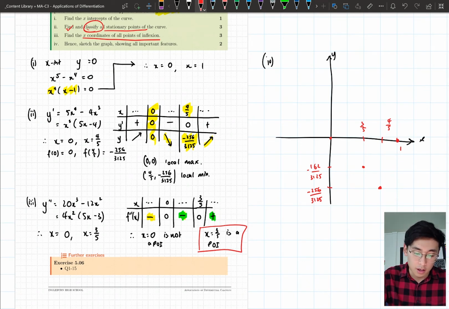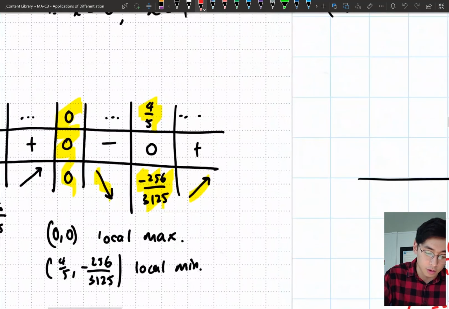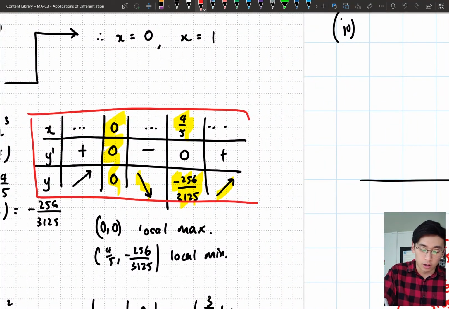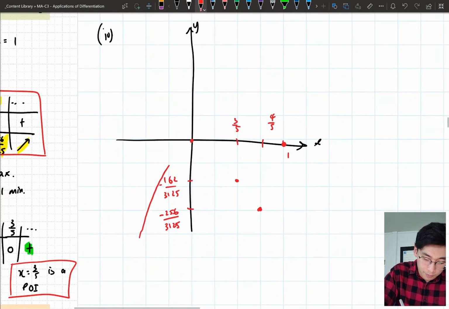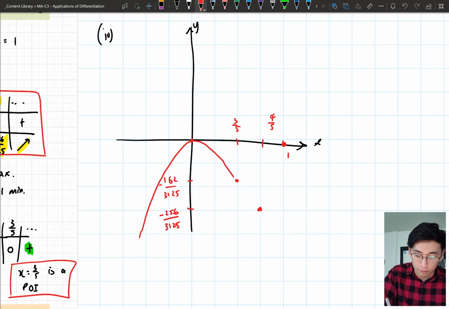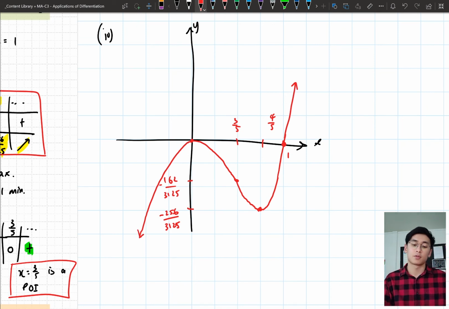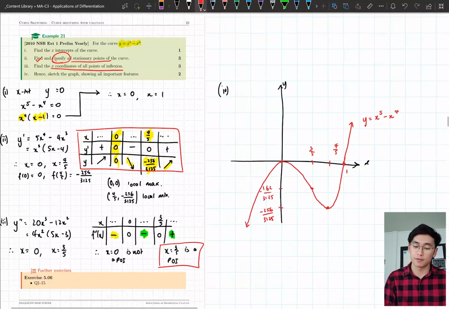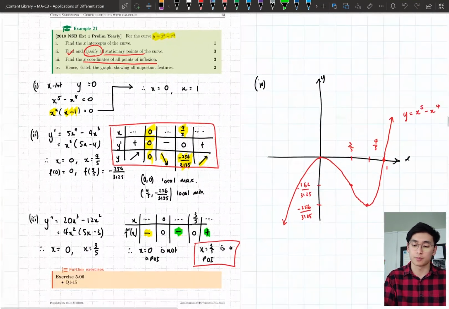So we start from here. On the left-hand side of 0, it's increasing up to 0. I'm looking at this table here. And then we've got a local maximum at that point, and it goes down. When it reaches 3/5, that is my point of inflection, so it's going to start turning from concave down to suddenly concave up. I've got my local minimum at 4/5, and then it goes back up to 1, which is my x-intercept. So there we go. That is our function, y is equal to x to the power 5 minus x to the power 4. So there we go. That is my graph for this particular question.